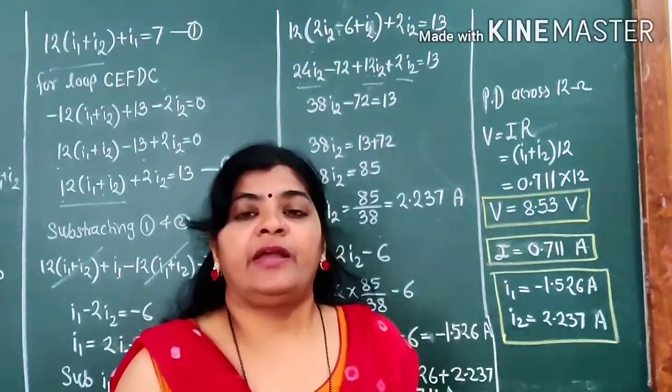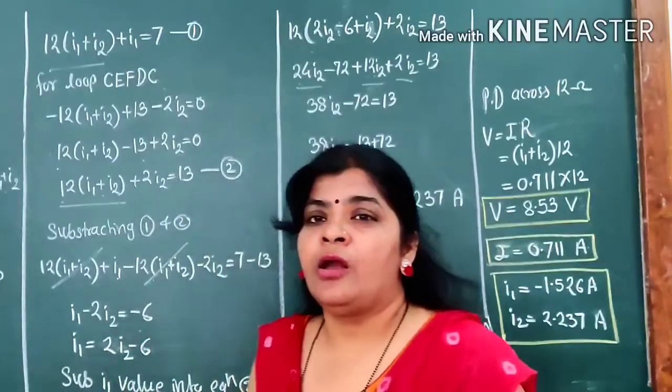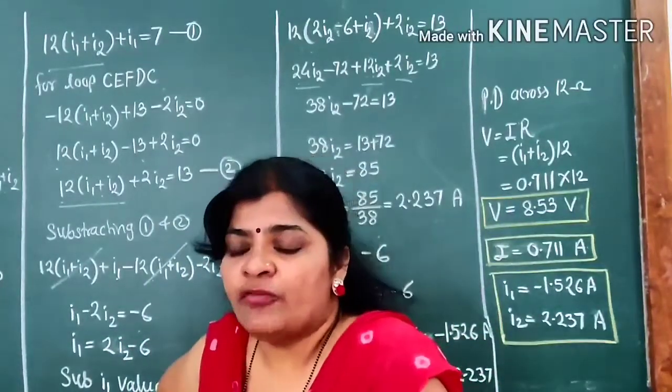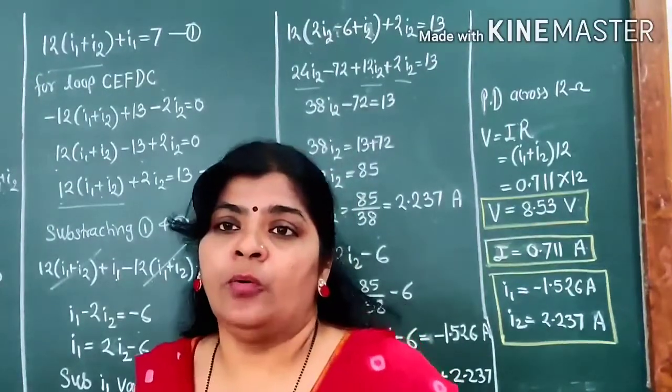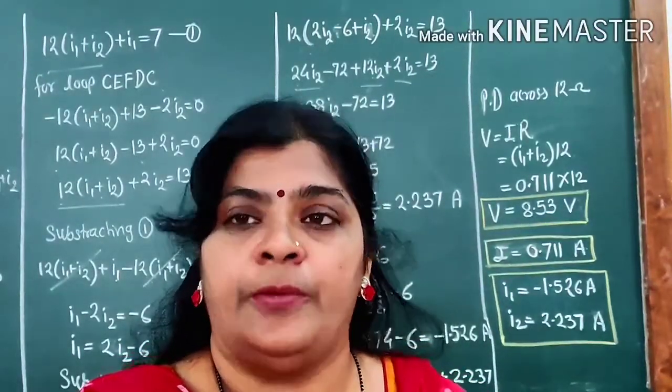Now the currents I1 and I2 are calculated. In this way we can calculate the current in each branch and the potential difference across the 12 ohm resistance with the help of Kirchhoff's law.